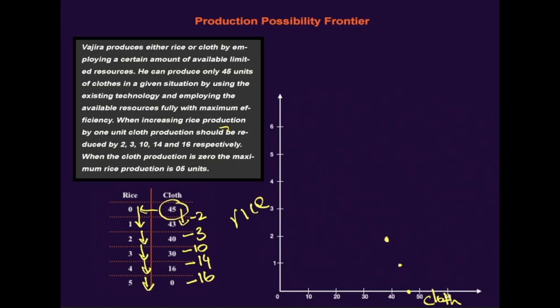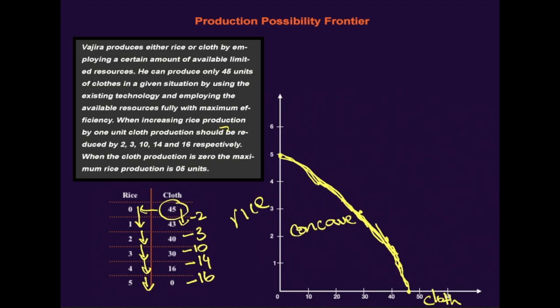somewhere there, and for the third unit you have 30, and for the fourth unit you have 16, somewhere there, and for the last unit, to produce only rice, you will get 5 units of rice for 0 units of cloth. So if you try to connect it, it would look like a curve. Excuse my drawing.